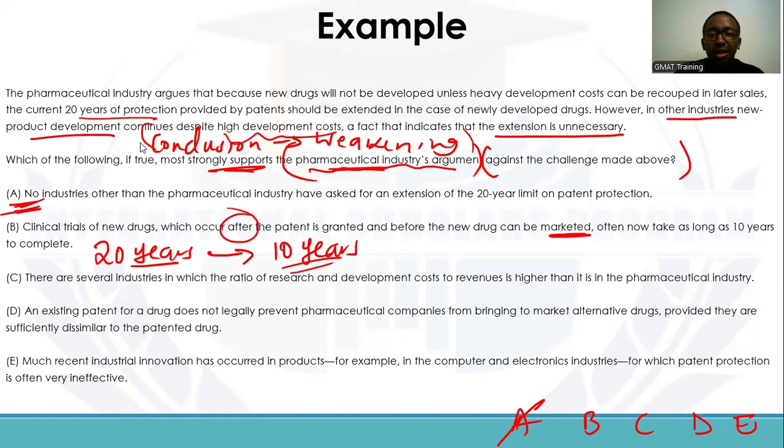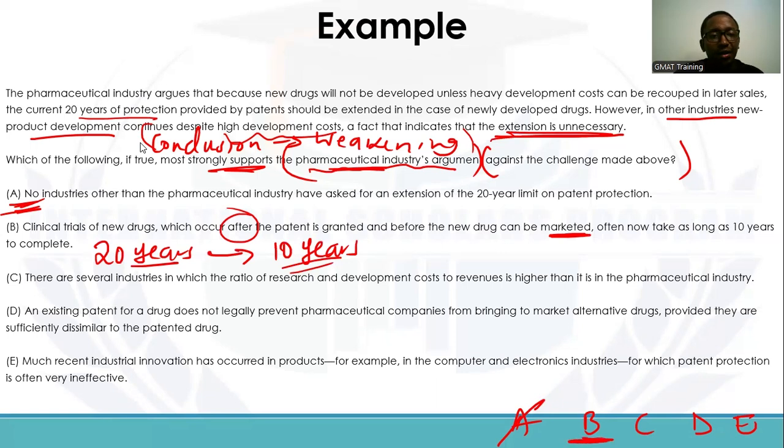So this now makes it a bit different from other industries, where probably after a patent, the product can be sold pretty much immediately. So this now sets the pharmaceutical industry apart from other industries. It actually makes sense that this patent duration should be extended. So this actually strengthens the pharmaceutical industry's position and weakens the conclusion of the argument that the extension is unnecessary. So we can keep B.